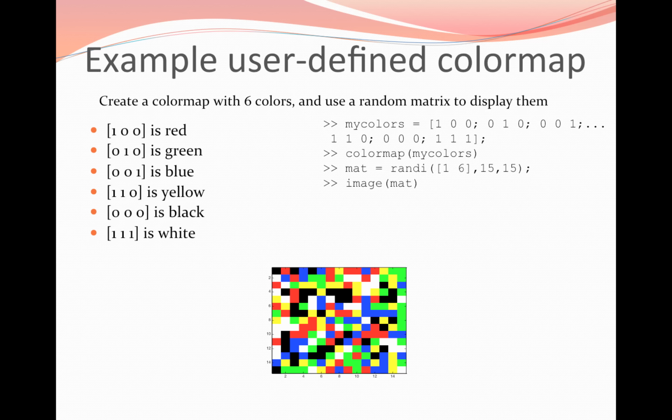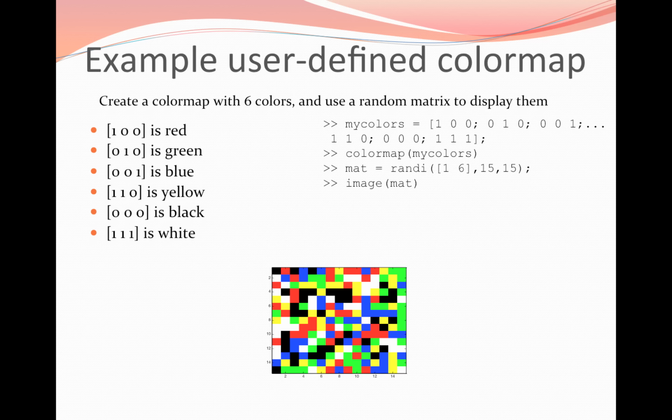So what I've done on the right is I've created my own color map matrix called myColors. The first color is red, the second color is green, the third color is blue, the fourth is yellow, the fifth is black, and the sixth is white. So it's a 6x3 matrix. So I have 6 colors altogether. If I then pass that matrix to the colormap function, then that is my current color map. So right now I only have 6 colors at my disposal in the current color map.